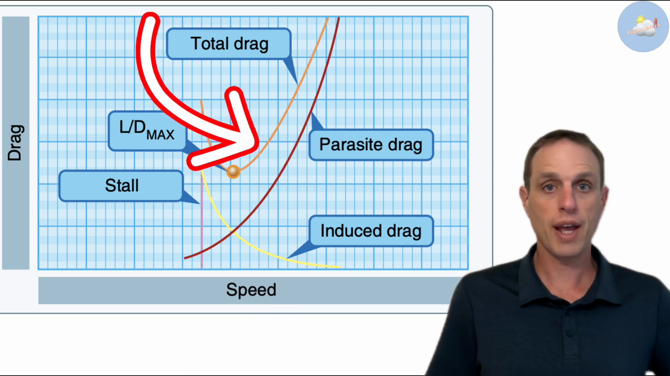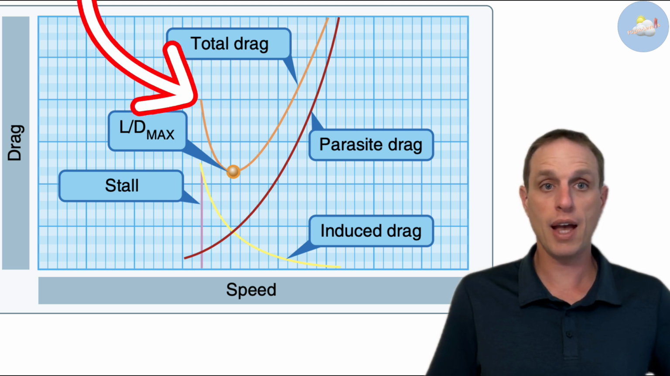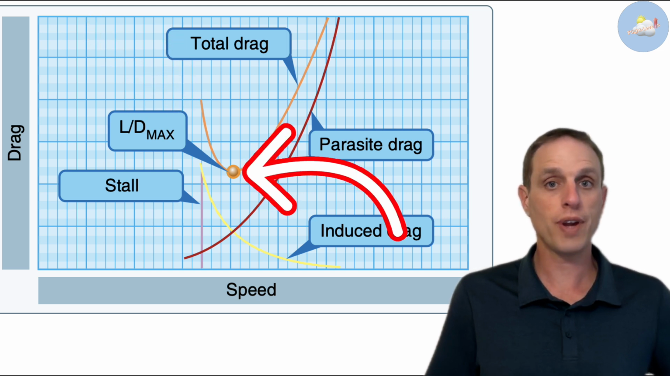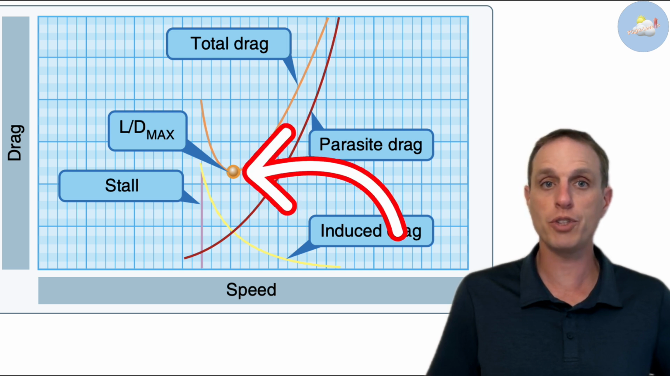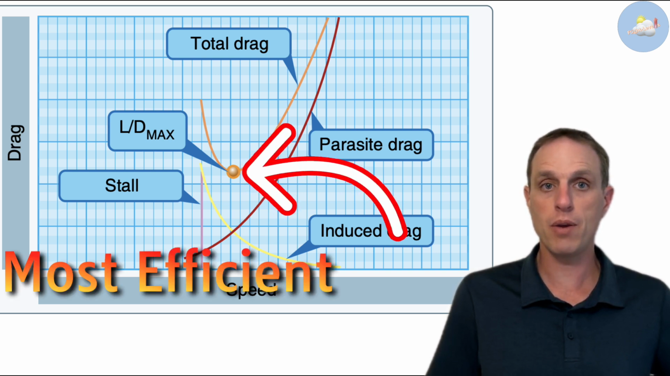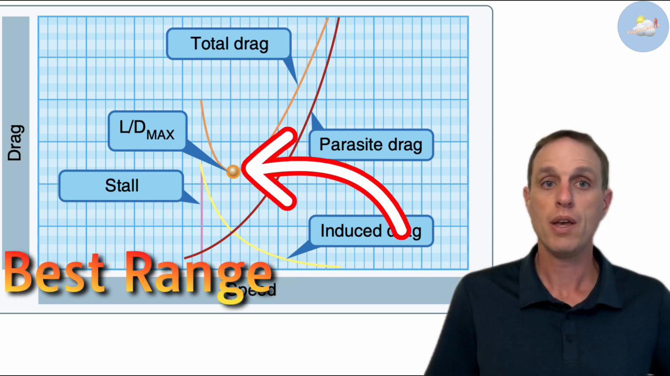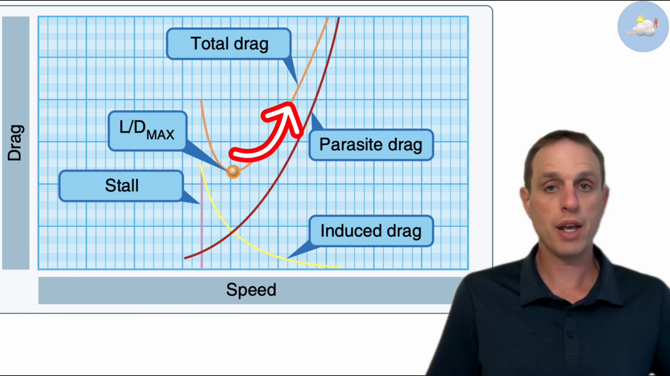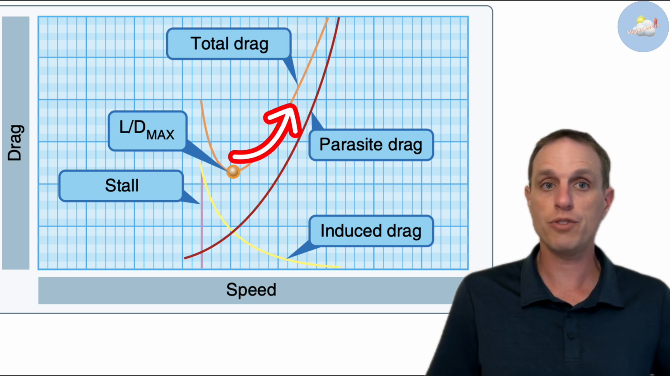We see that total drag at stall speed is relatively high due to all of the induced drag. As speed increases, total drag decreases until we reach L over D max, which is the speed at which total drag is at its minimum. Since this speed gives us the least amount of drag, it is the speed at which the aircraft is the most efficient and gives us the best range. It also gives us the best glide distance. Increasing speed beyond L over D max once again increases total drag due to the rapid rise of parasite drag.